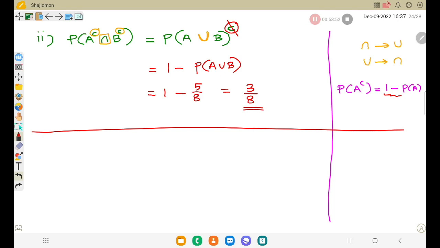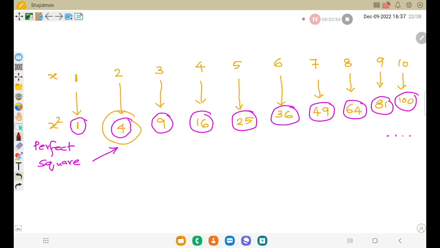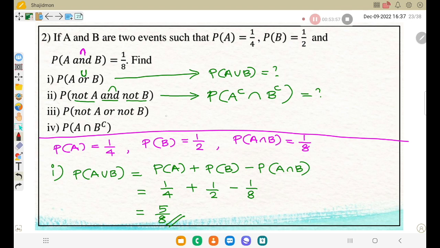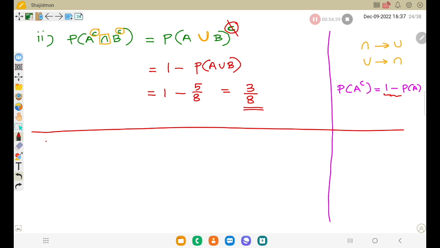Hope you understood this question. Now we will go to the third part of the question. What is the third part? Probability of not A or not B. Not A means A complement, or means union, and not B means B complement. So this is the third part: probability of A complement union B complement. So we can go to the third part of the question.